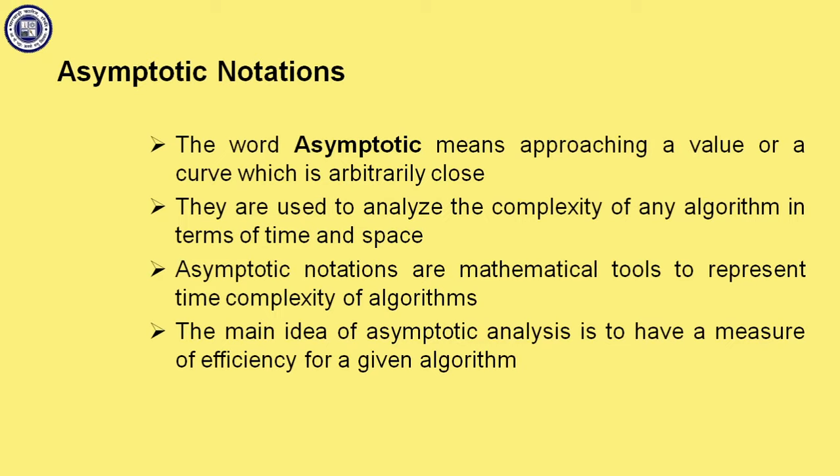So later on we will explain the time and space complexity in terms of the big O notations. So let us have a closer look at the asymptotic notations. So what are asymptotic notations? The word asymptotic means approaching a value or a curve which is arbitrarily close.